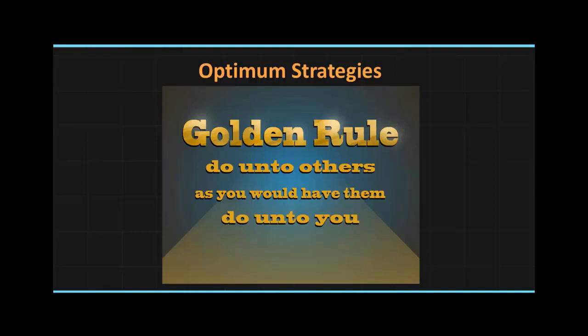In kindergarten, we learned the golden rule: do unto others as you would have them do unto you. That's a statement that fits game theory very well. Making choices that consider the actions of others is sound strategy.